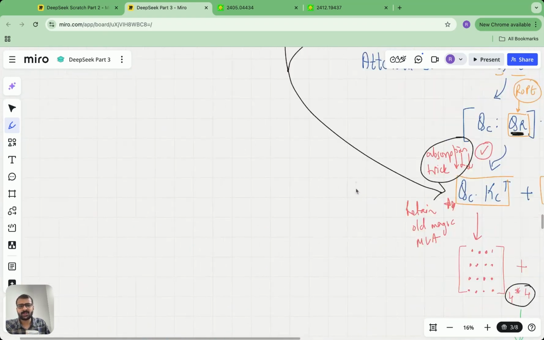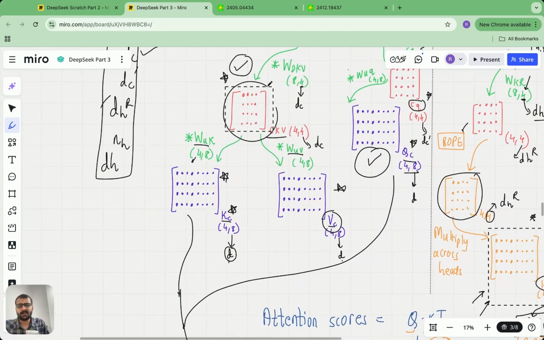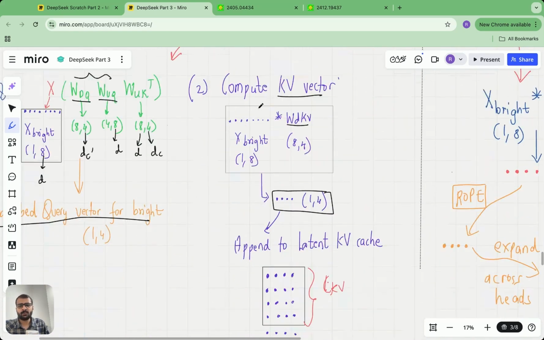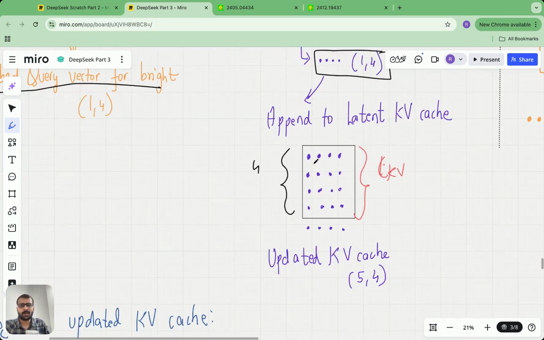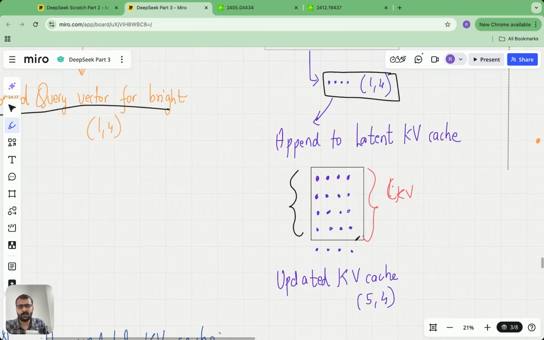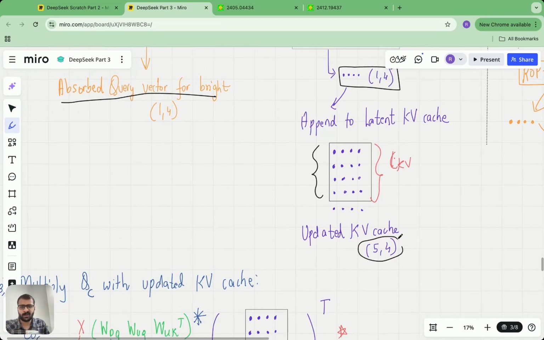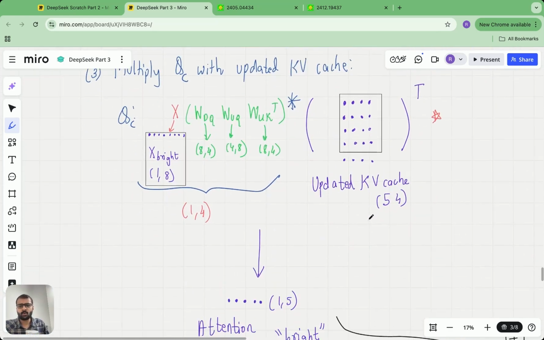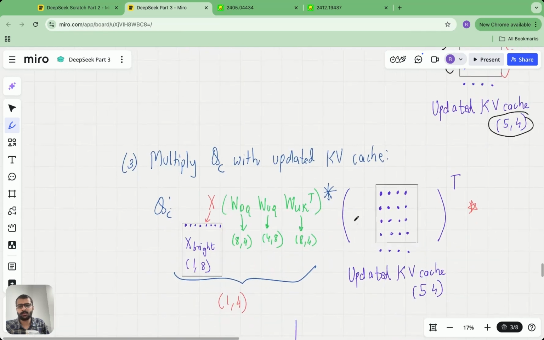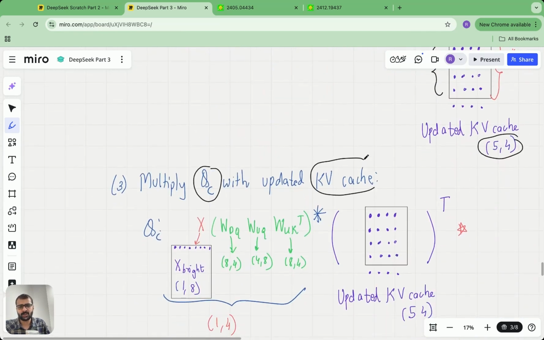And remember, I'm caching this CKV. The original CKV was 4 by 4, and now I have an additional 1 by 4 matrix based on this new token, which will be added to my latent KV cache. So my new KV cache will be a 5 comma 4 matrix. Then to get the attention scores, I just need to multiply my absorbed query vector with my updated KV cache.